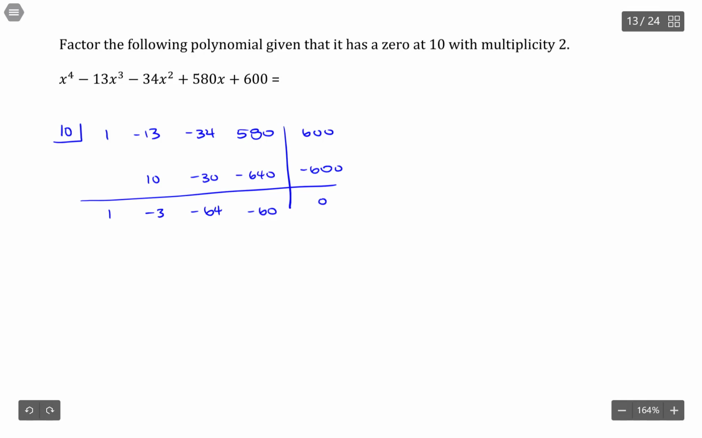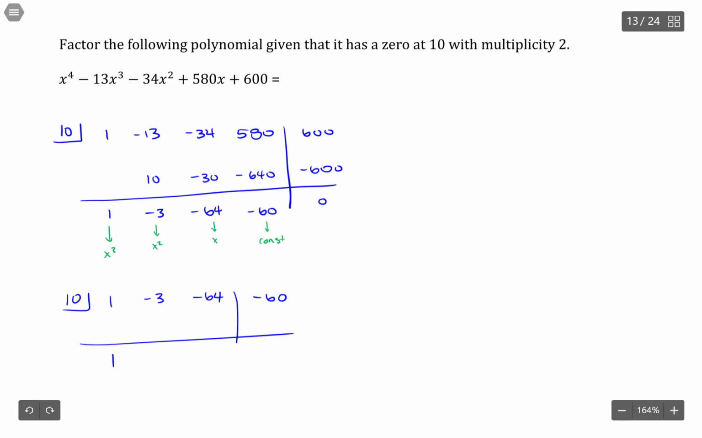So these are the coefficients of a cubic polynomial. Because this is a constant term, this term is multiplied by x, this term is multiplied by x squared, and this one by x cubed. So what I need to do then is figure out what the remaining polynomial is if I factor out 10 from the cubic. So 10 factored out from this cubic polynomial of x cubed minus 3x squared minus 64x minus 60. Let's see what happens.